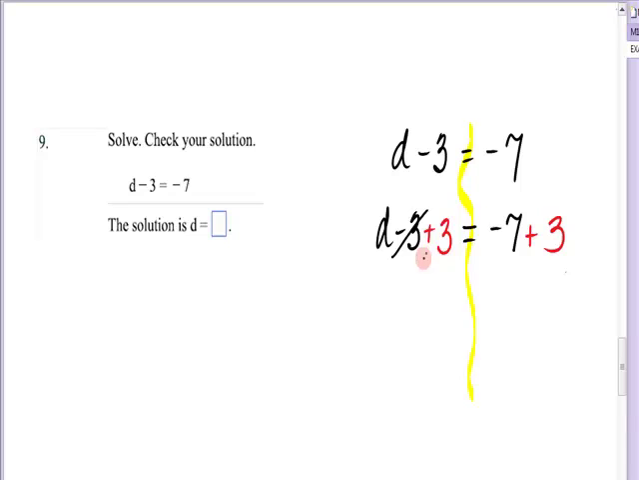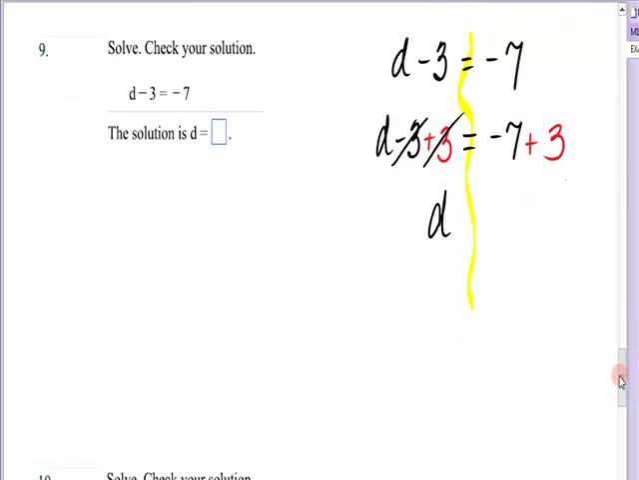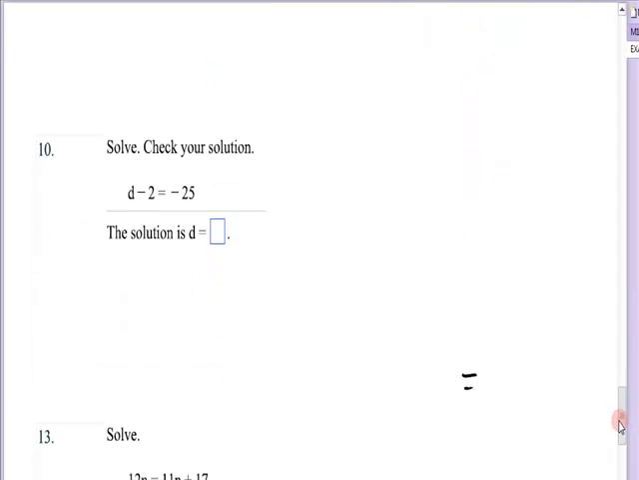Now, subtracted 3, added 3, those cancel out, and I get d is equal to, if I have a negative 7 and a positive 3, different signs, addition rules say to subtract, keep the sign of the big one. So it is negative 4. Remember, you can check any of these. Number 10.